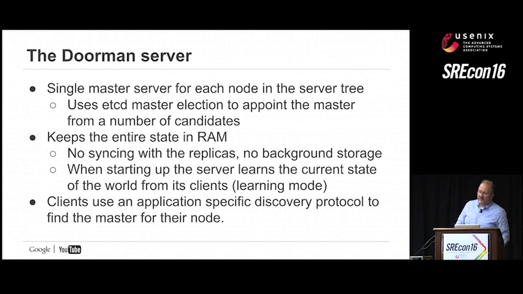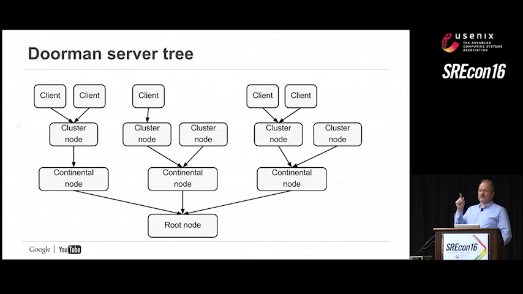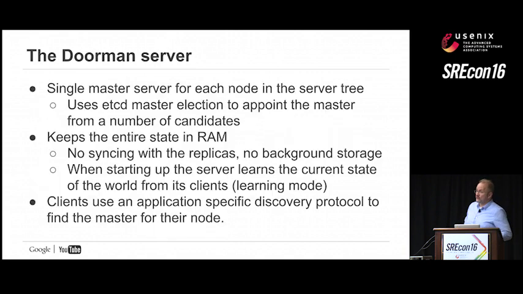The Doorman server itself: in each node in that server tree, you have a root node, a continental node, a cluster node, etc. At each node in that tree, you have one or more Doorman servers. We use etcd master election to appoint the master within the node, and clients need to find the master in their node with an application-specific discovery protocol. The discovery protocol is not dependent on the master election protocol. So if you change the master election protocol in Doorman from etcd to ZooKeeper, the client protocol would not have to be changed because it's independent from the actual master election technology.